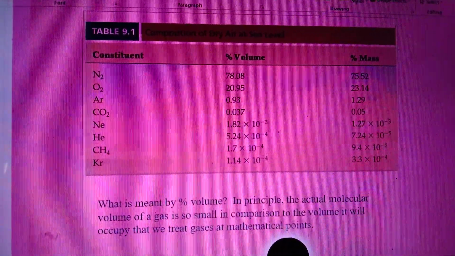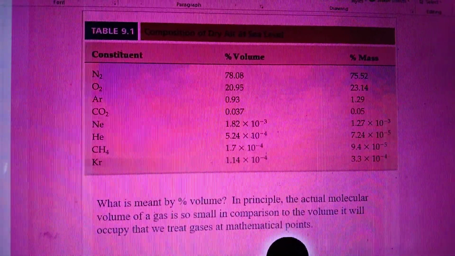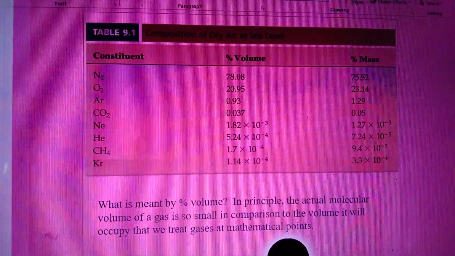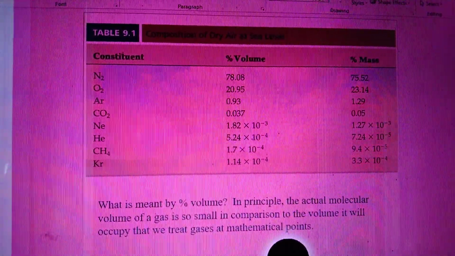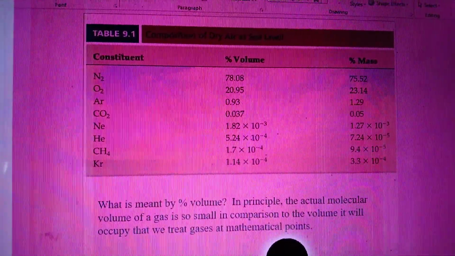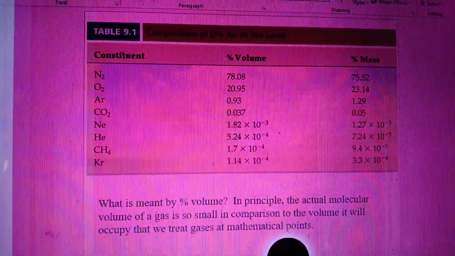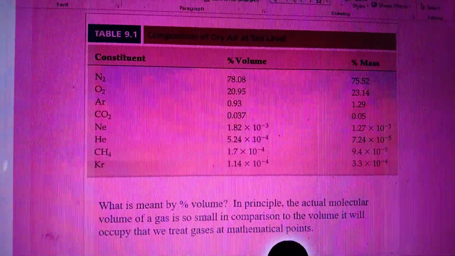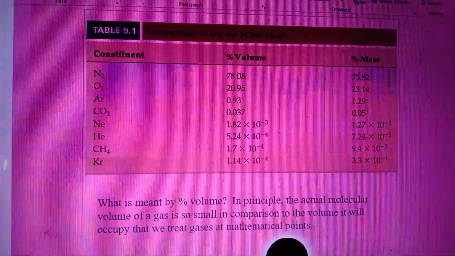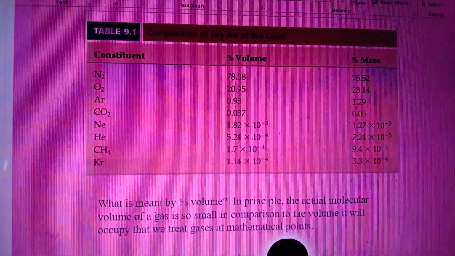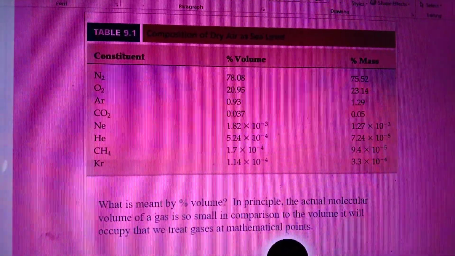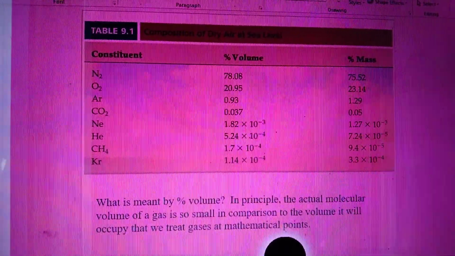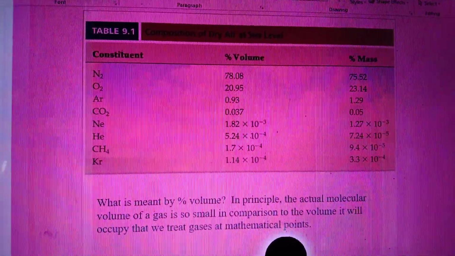Table 9.1, composition of dry air at sea level. Constituent, then the percent of volume, then the percent of mass. What is meant by the percent volume? In principle, the actual molecular volume of a gas is small in comparison to the volume it will occupy, so we treat gases as mathematical points.